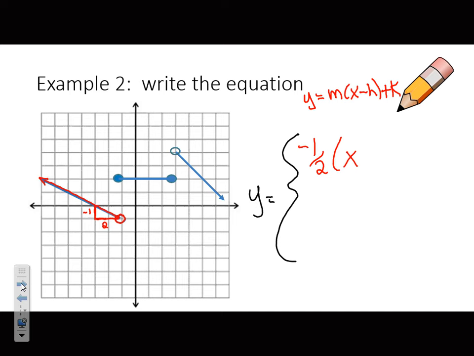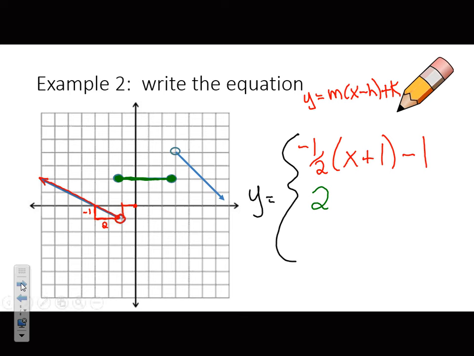Parenthesis x, I went to the left 1, so I'm going to put plus 1, and then I also went from the center, I went down 1, so I'm going to put minus 1. There is my equation. I don't need to multiply it out. I can leave it just as it is there. The next equation I have, I'm going to highlight in green right here. This one that's highlighted in green, it's a horizontal line, so y just equals a number. And if we look, we go up 2, so y just equals 2 here.